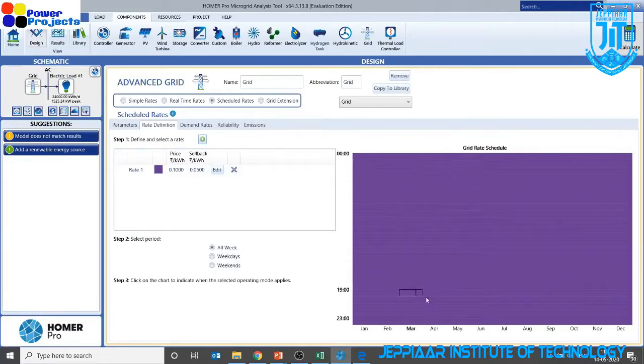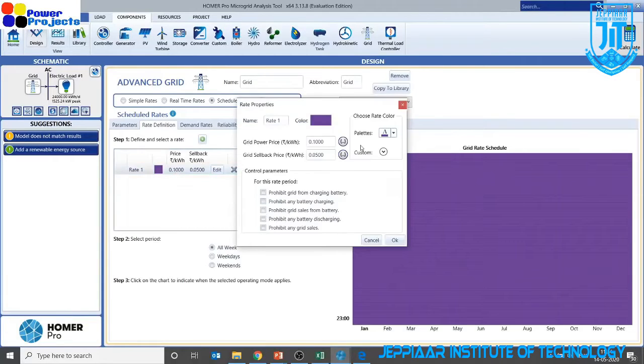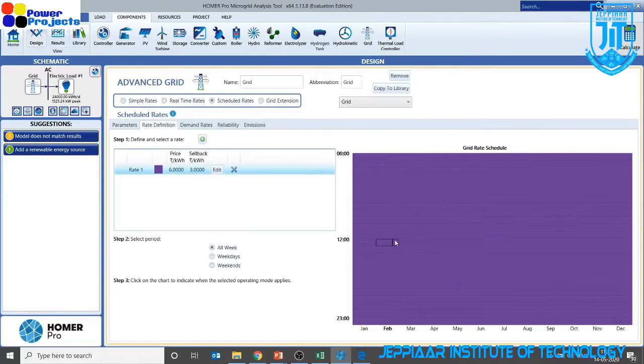Now the entire 24 hours is in the same color and the price is the same, but you can add one more time and one more rate also. I will try to edit this. Grid power price is 6 rupees and selling price is 3 rupees, which doesn't make any sense now because I don't have a source.